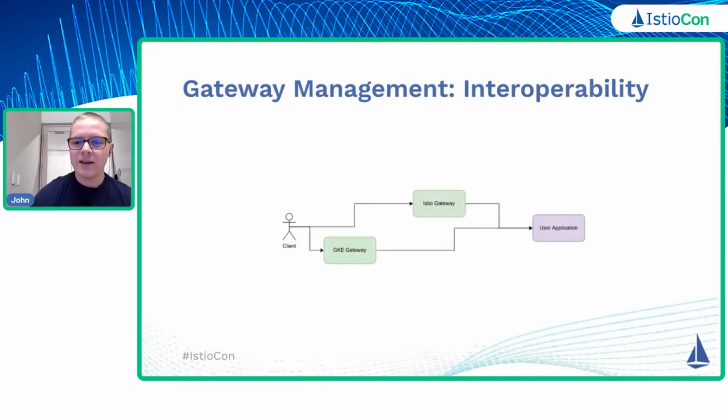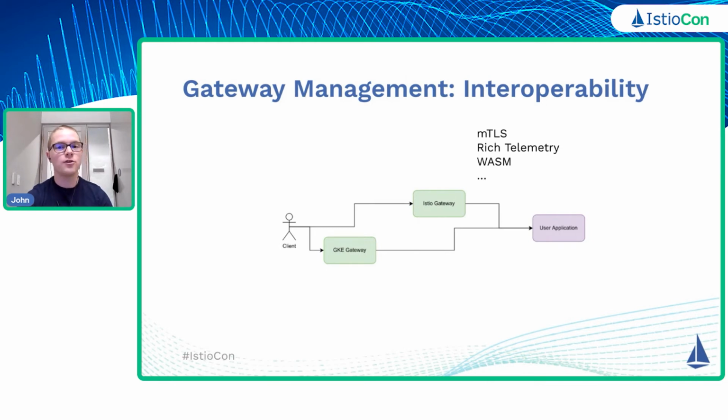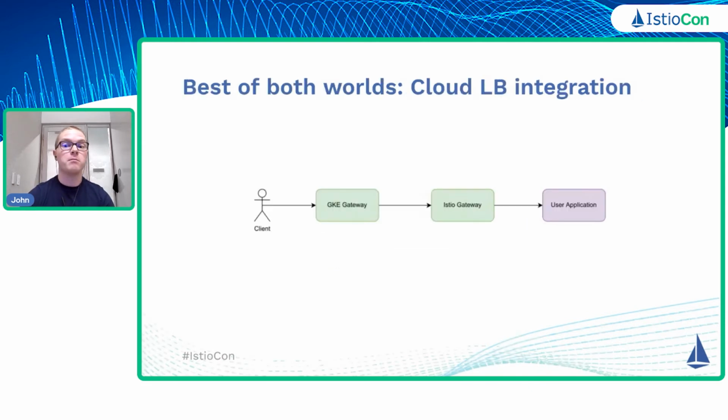So in the end, we end up with a state where I can easily switch between my gateways, right? I can use my Istio gateway and I get mTLS, rich telemetry, WASM, all these cool features that Istio provides that people have been talking about all week at the conference. Or I can easily switch to GKE gateway and get the cool things that it provides, like Anycast global load balancing, managed TLS certificates, Cloud Armor policies. These are really cool, right? But I don't want to choose between one or the other. I may want both of them, right?